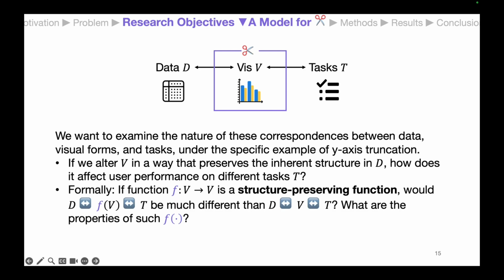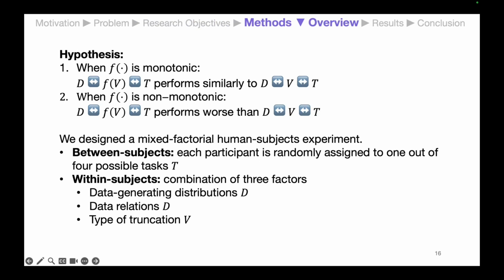And formally, if function f is a structure-preserving function applied to visual configurations, would d of f(v) of t be much different than d of v of t? And what can we say about the properties of such a structure-preserving function? Connecting our proposed model to y-axis truncation, a monotonic truncation on the y-axis is simply a structure-preserving function. We hypothesize first that monotonic y-axis truncations will not affect user performance much. That is, d of v t should behave similarly to d of f(v) of t. And we also hypothesize that non-monotonic truncations would have a more adverse impact on user performance.